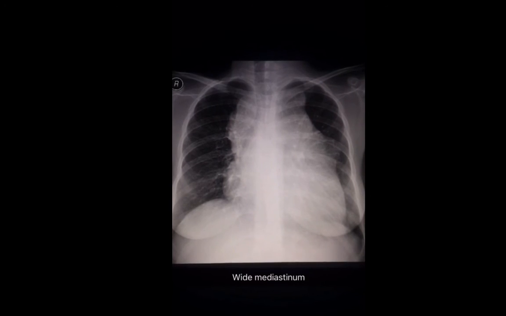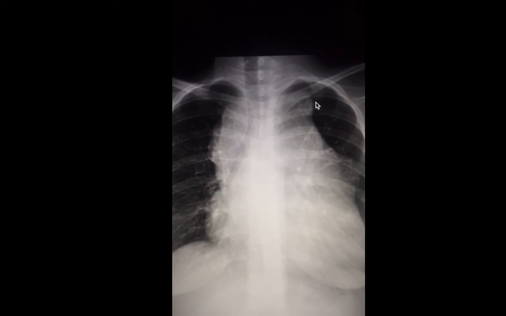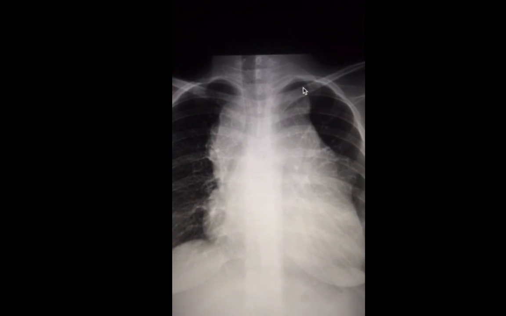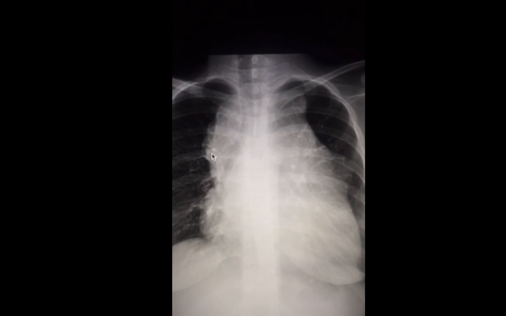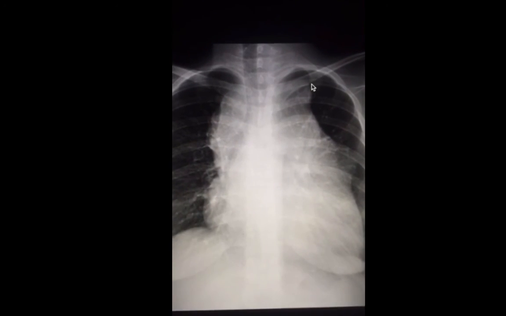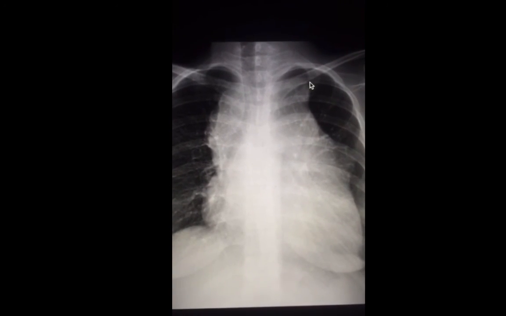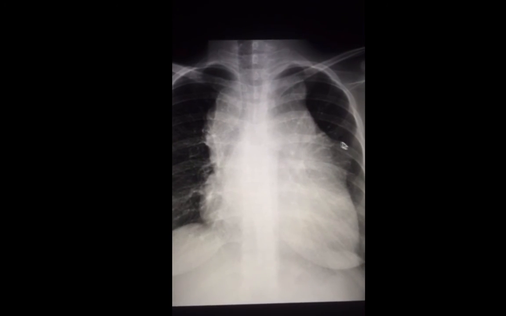The main observation here is widening of the mediastinum. An additional finding that confirms the abnormality is the lobulated appearance of the mediastinum on each side. This is what you could call, in an elegant way, a contour abnormality.